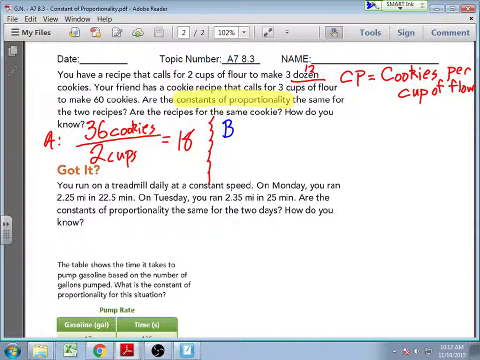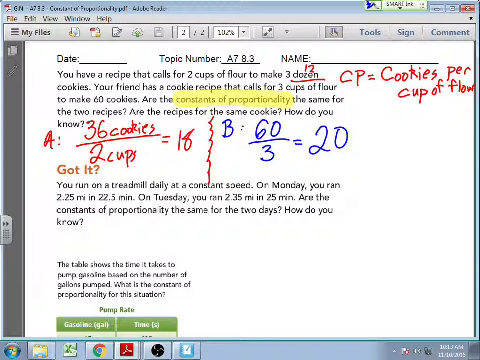How do you find the CP for situation B or recipe B? That'd be 60 cookies over 3 cups. Use the handheld one, it's right below your hand, green and white. That's a pencil sharpener. Just use that one. It works better. 60 divided by 3. Sorry, Ashton. That gives me 20. 20 cookies per cup.